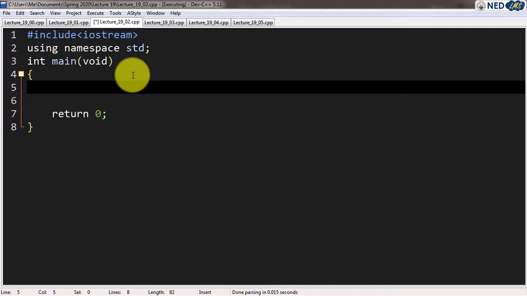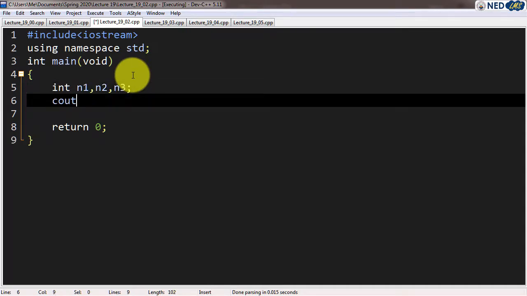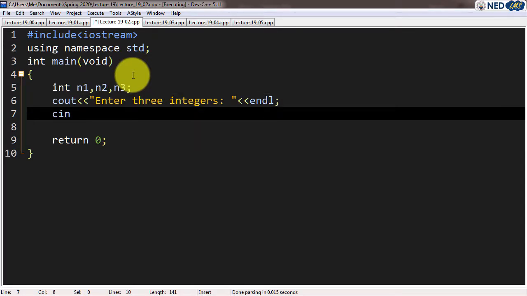So let's try to write this. I'm going to define 3 variables, integer n1, n2 and n3, and I'm going to cout the statement 'enter 3 integers' as we did in the previous lecture, and now I'm going to take the input. The first input entered by the user is assigned to n1, the second input is assigned to n2, and the third input, separated by probably the enter key, is assigned to n3.